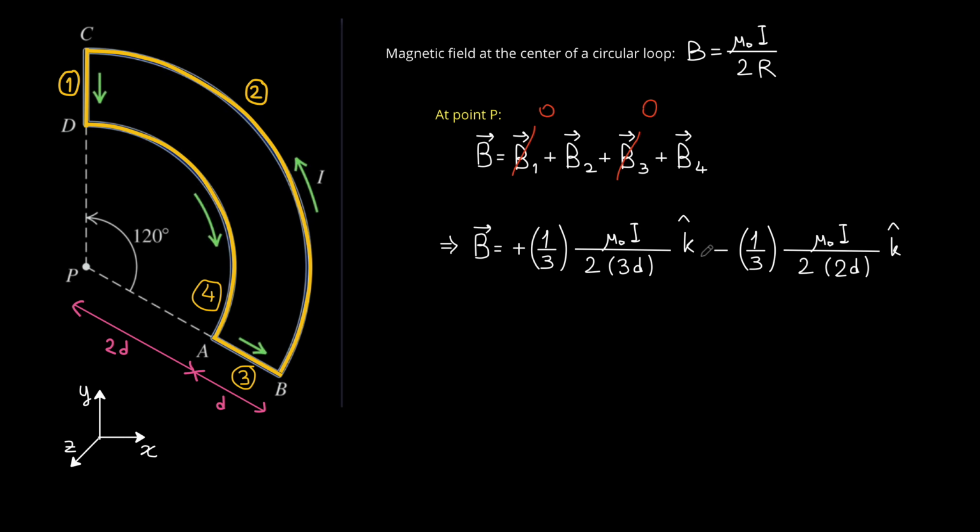And then for segment 4, I have a negative sign because the magnetic field from segment 4 points in the negative z direction. Again, I have a factor of 1/3. The current is again equal to I, and the radius of segment 4 is 2 times d. That's the distance between point P and point A. We find the common denominator and then subtract the second term from the first one. And our final result for the net magnetic field at point P is negative mu0 I divided by 36d k hat. So the net magnetic field vector points in the negative z direction, in other words, into the page.